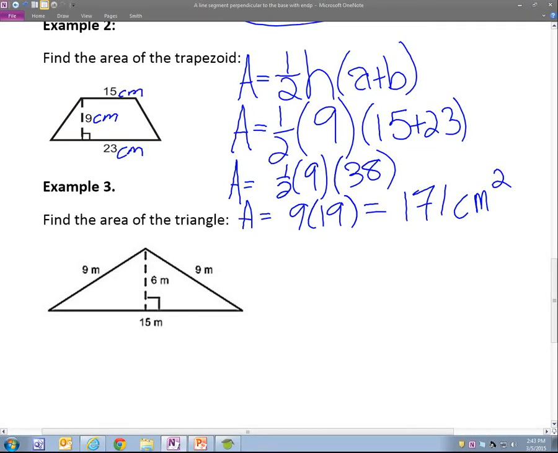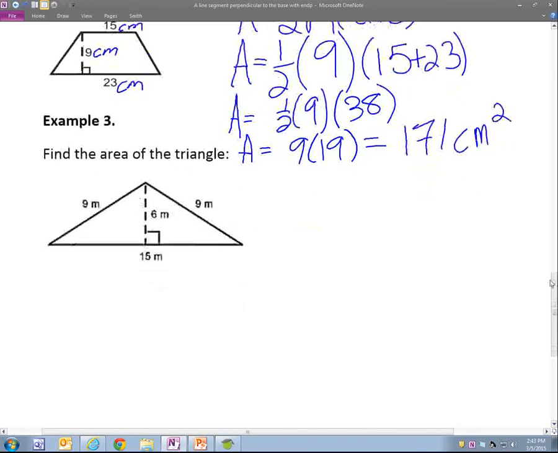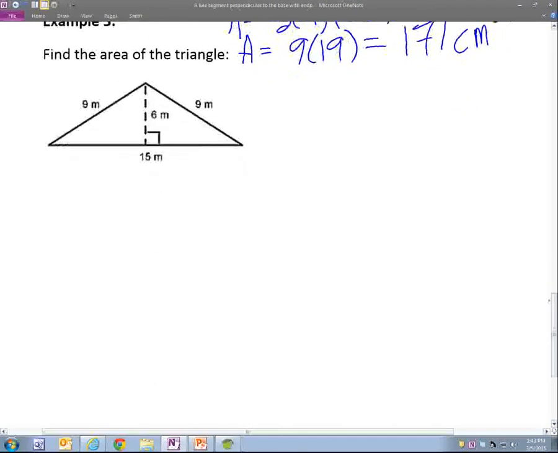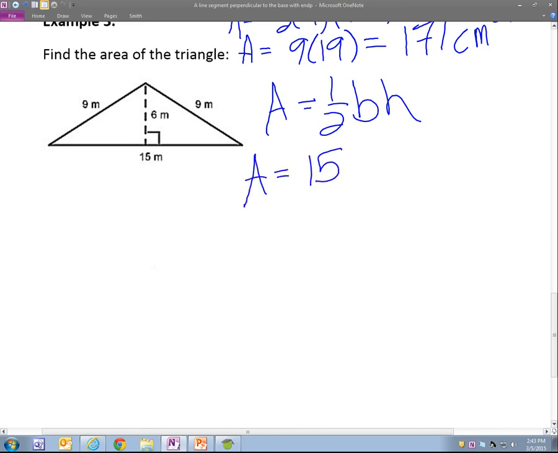Okay, we need to hurry up. All right, area of a triangle. Area equals 1/2 base times height. In this situation, my base is going to be 15. It's not 30. If it was 30, it would say that is 15, but it doesn't say that.